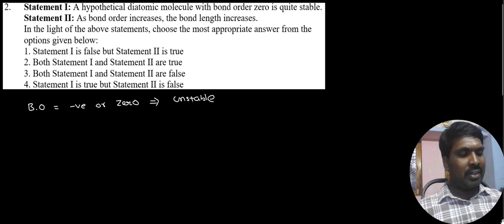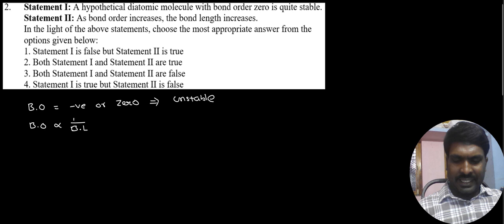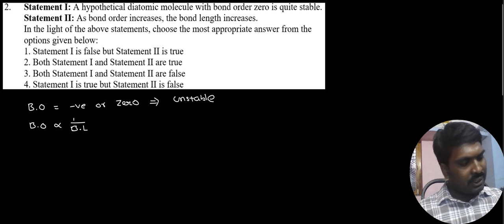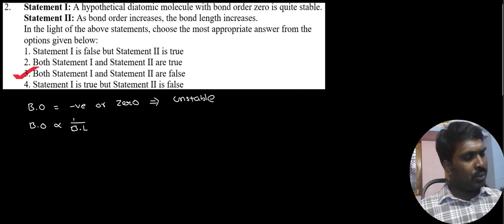Here it says quite stable, so it is wrong, it is unstable. As bond order increases, bond length increases. Now bond order is inversely proportional to bond length. So statement 2 is also wrong. Here both statements are wrong, both statements are false. So option 3 is the right answer. Now moving to the next question.